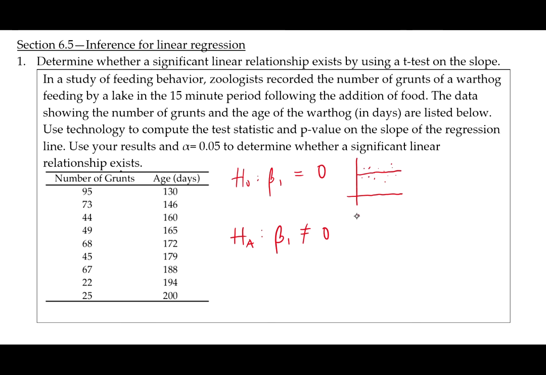If the slope is different from 0, it means it's either positive or negative, which means that as x is changing, y is also changing. That means there is a relationship between the two variables.